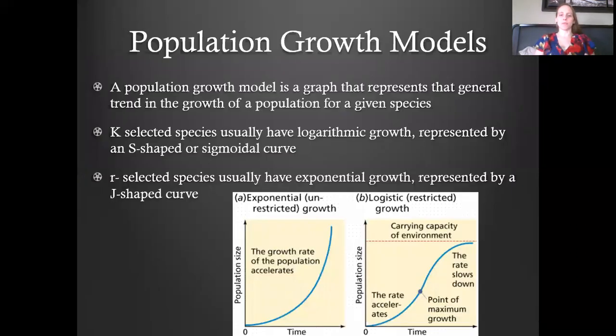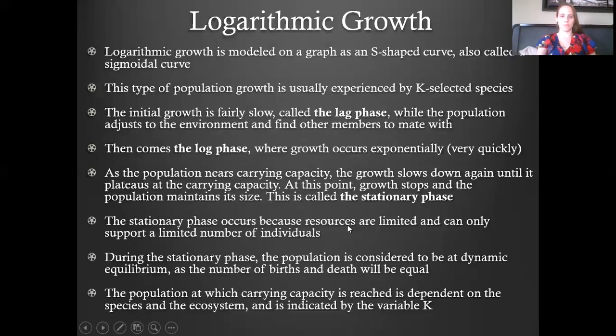So when we're talking about those curves, what we're talking about is the population growth models. So K species, like we said, tend to have an S-shaped curve, which is like this one here, also called a logarithmic growth or a sigmoidal curve. And then R-selected species tend to have this J-shaped curve that keeps going up until all of a sudden it crashes back down again. That's also called exponential growth.